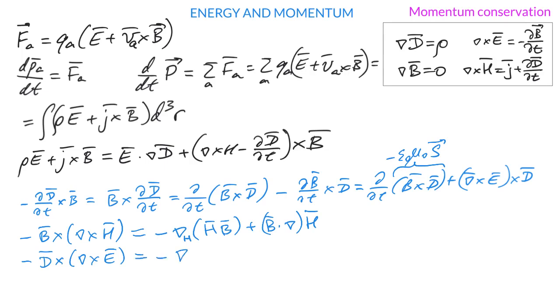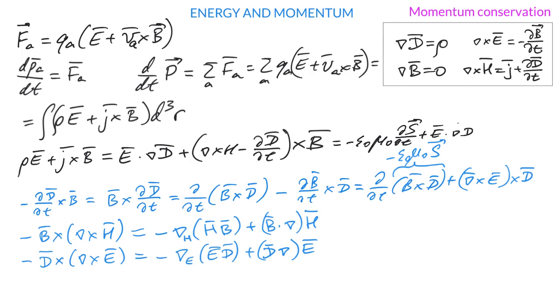So now the second term obviously looks similar. So I have del_E E dot D plus D dot del E. So putting everything together, this expression here is equal to negative epsilon naught mu naught dS by dt plus E del dot D plus all the stuff that's written in blue.